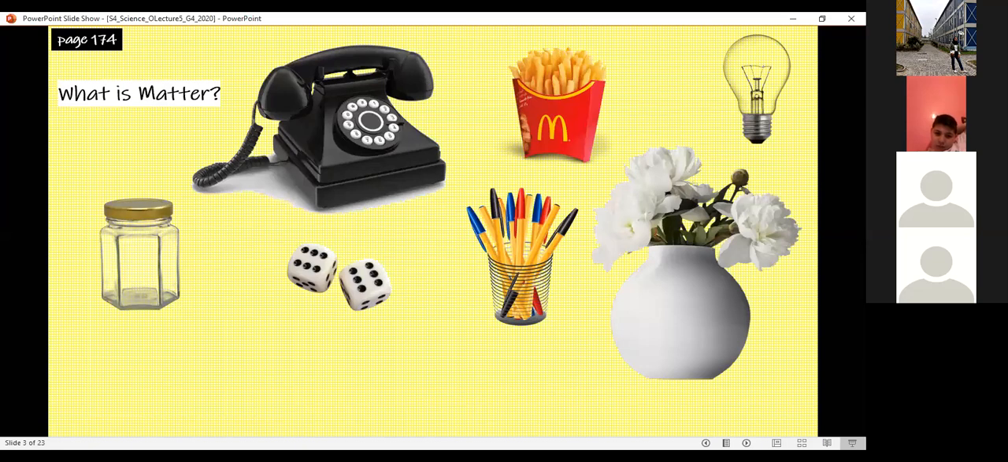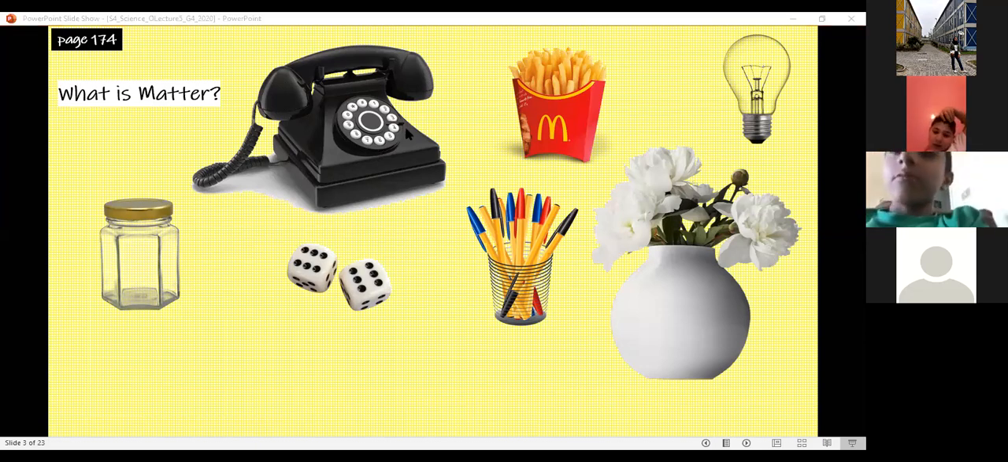Let's start now talking about matter. As you know, everything around you is made of matter. Can you see matter and have the volume? Look at your surroundings. Choose something that is around you and that is made of matter. Give me examples.